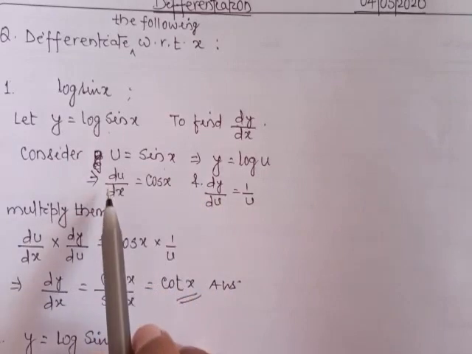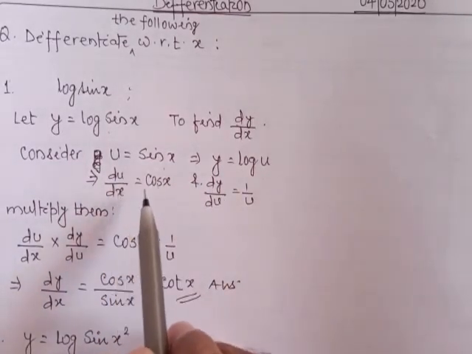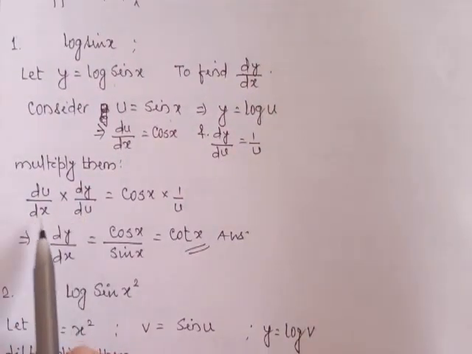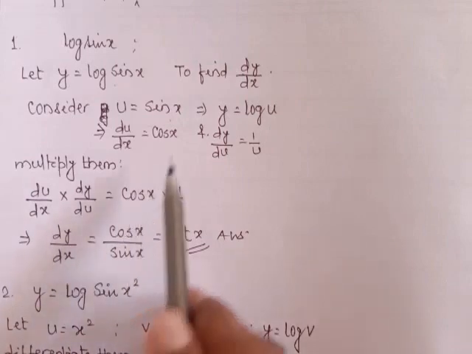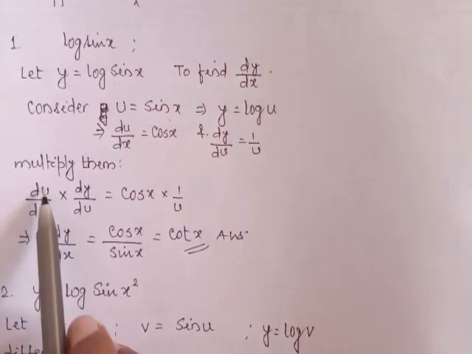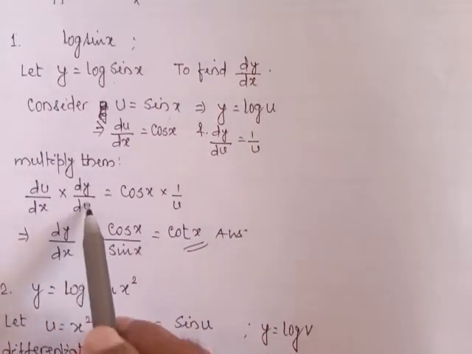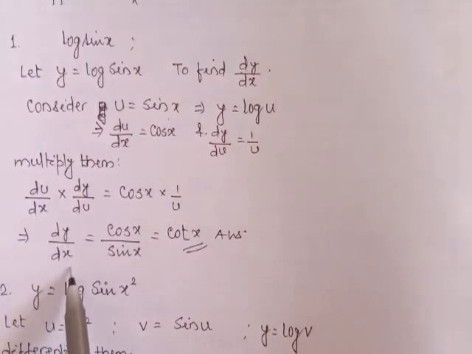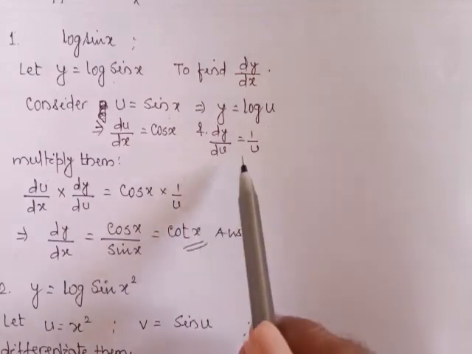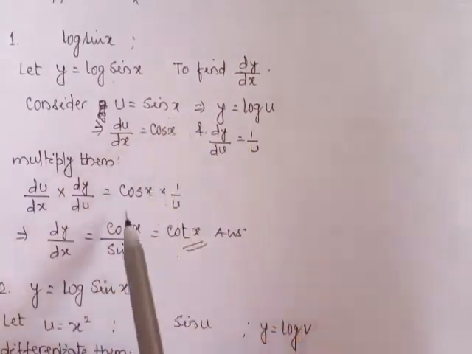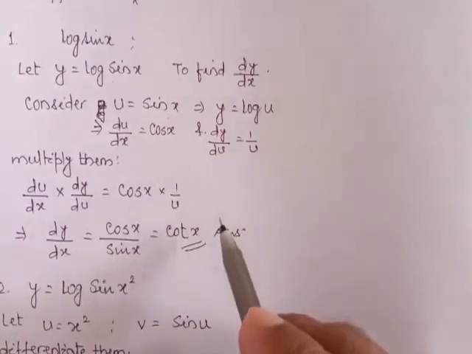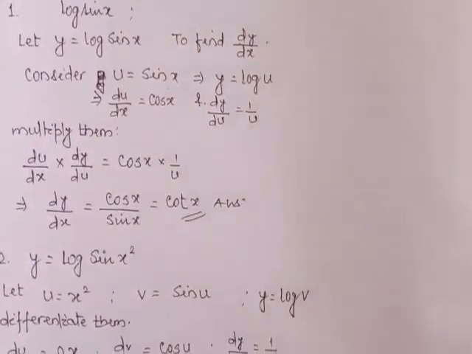So obviously after multiplication, the left hand side will be dy by dx. So multiply them. We have du upon dx into dy upon du, and in the right side we have cos x into 1 by u. du and du should cancel here. How much left? dy upon dx, and in the right side cos x by u. And now write down the value of u, which is sin x. So cos x by sin x, that is cot x. So in this way we differentiate.